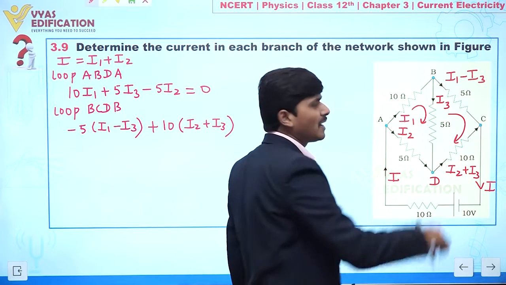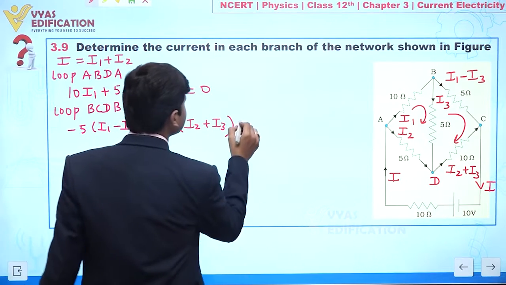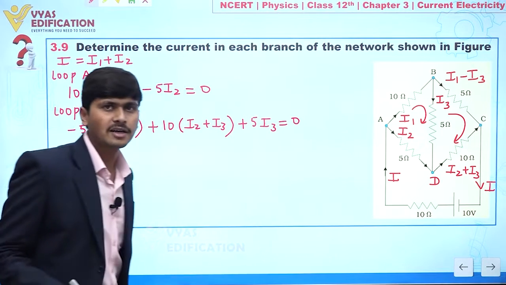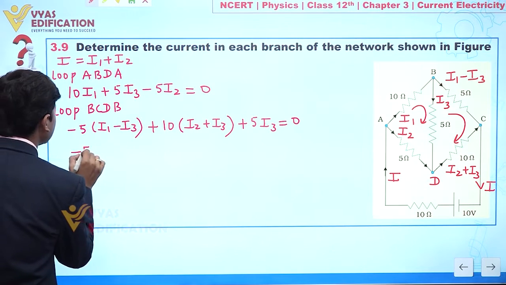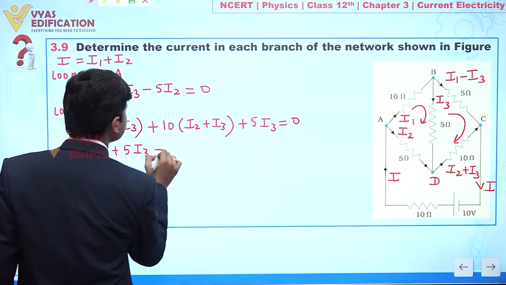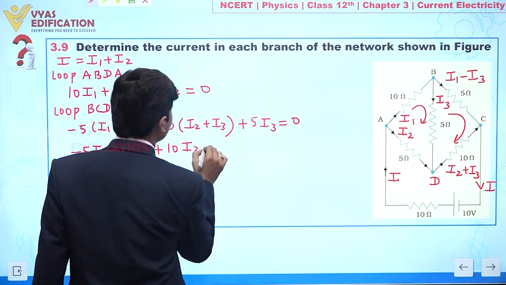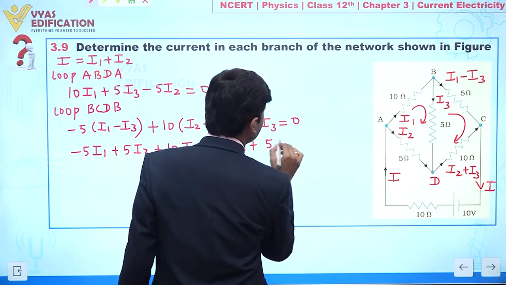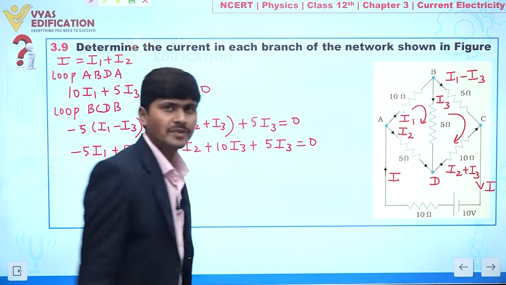From D to B I am going in the opposite direction, so I can say this is 5 times I3, and this should be equal to 0. Clear? So I can say minus 5 I1 plus 5 I3 plus 10 times I2 plus 10 times I3 plus 5 times I3. This should be equal to 0.